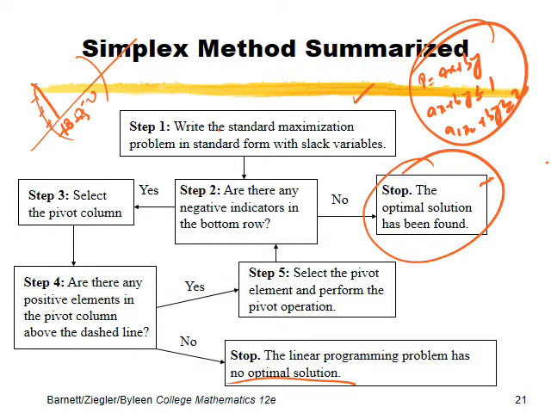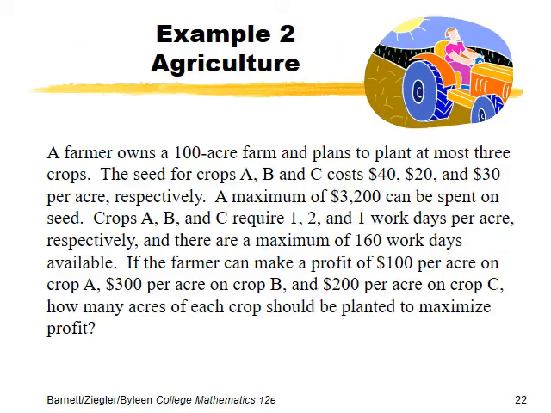How will you select the pivot element? You will divide these numbers by these last numbers. You will divide this number by this last number, and you will divide this number by the last number, and the smallest quotient will give us the pivot element, the pivot row. That would be the pivot row, and then this would be the pivot element. Select the pivot element and perform the operations, and you can keep repeating it until you finish.